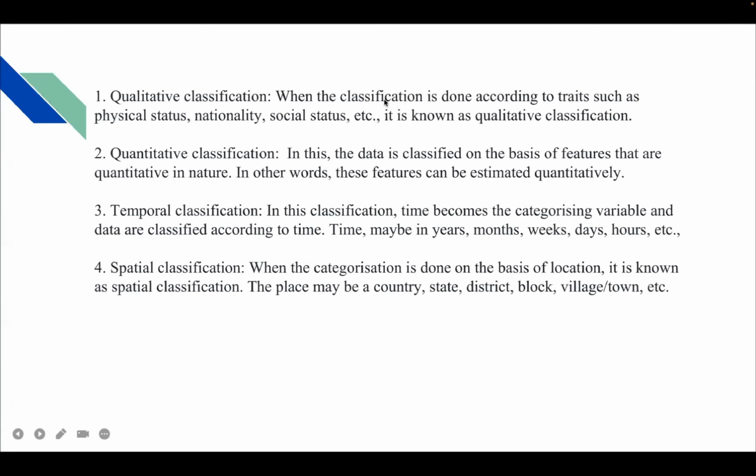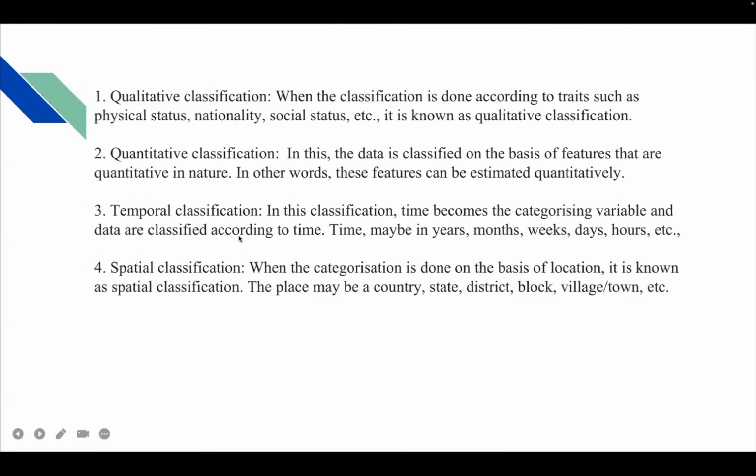Qualitative classification: when classification is done according to traits, such as physical status, nationality, social status, etc., it is known as qualitative classification. Now, for quantitative classification, the data is classified on the basis of features that are quantitative in nature. In other words, these features can be estimated quantitatively.